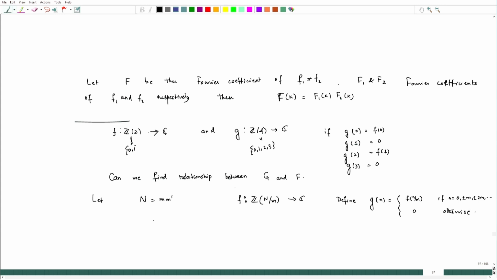Then the question is to compute g in terms of the Fourier coefficient of f. And this is what we are going to derive in the next lecture. Thank you.